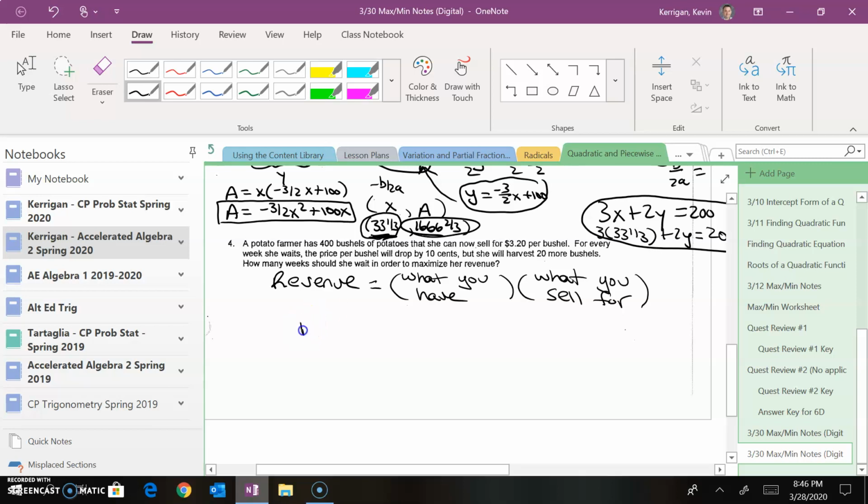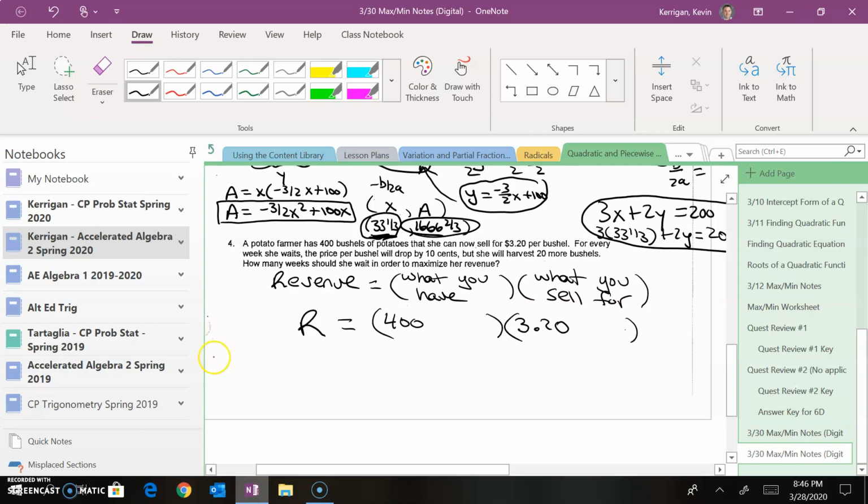So in this case, we have R for revenue equals, and then to start, we had 400 total bushels that she sold for $3.20 per bushel. Now, the tricky thing here, and this is really with any business, is that as soon as you start dropping the price, you are going to start selling more of the product itself. But if you're dropping the price, you're making less per whatever it is that you're selling.